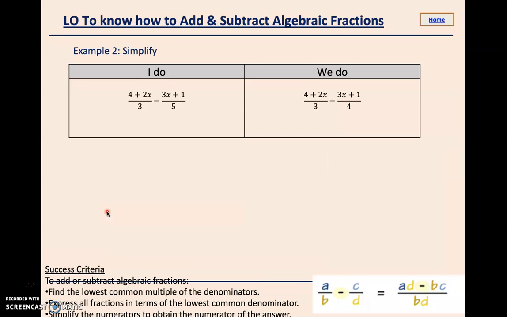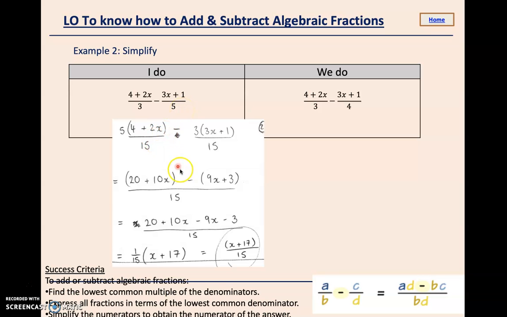So now let's have a look. This one here, we now have a subtraction. So again, our lowest common denominator is going to be 15 on the bottom. So this fraction is going to be times top and bottom by 5. And this one on the right is going to be times top and bottom by 3. So once we times them out, we get our 9x plus 3 and 20 plus 10x. The same numbers again as the last problem, so you know how to do that.